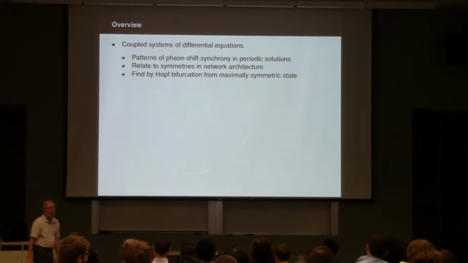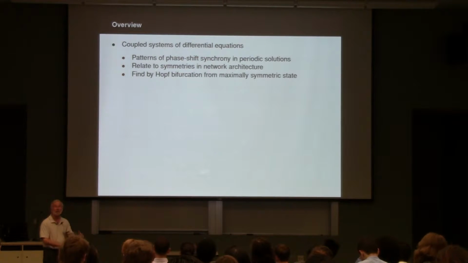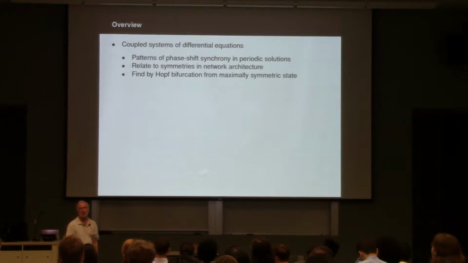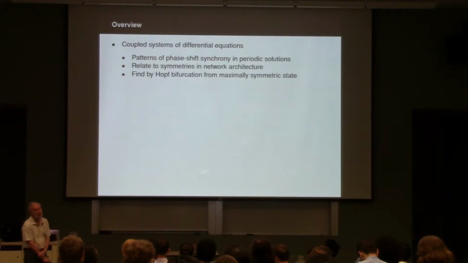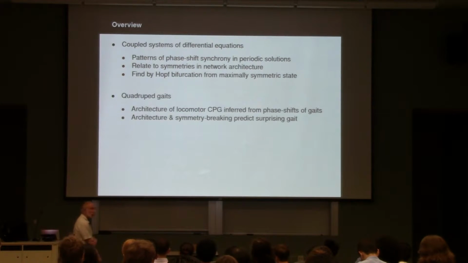So the talk is going to be about how you find these kinds of periodic solutions with prescribed spatiotemporal symmetries or phase shift synchrony. I'm going to use two examples, quadrupedal gaits, so four-legged animals, their gaits.